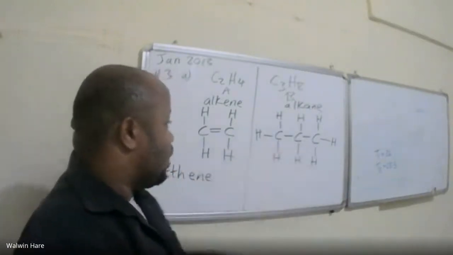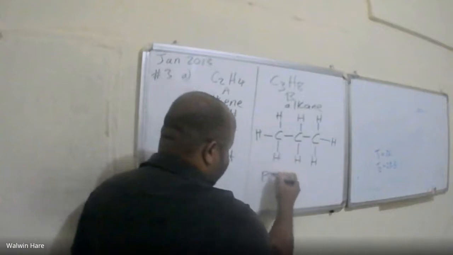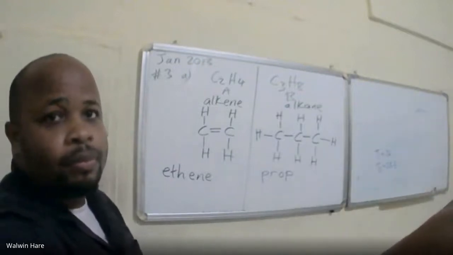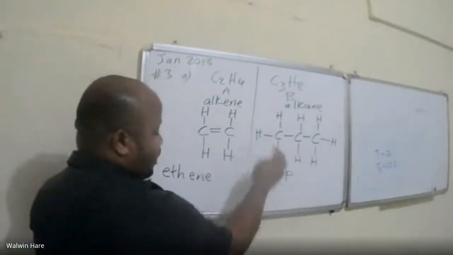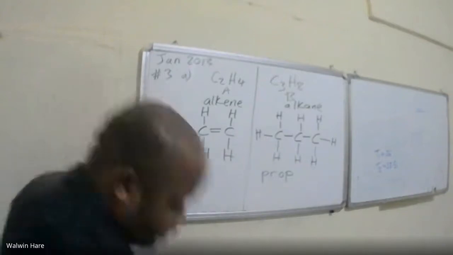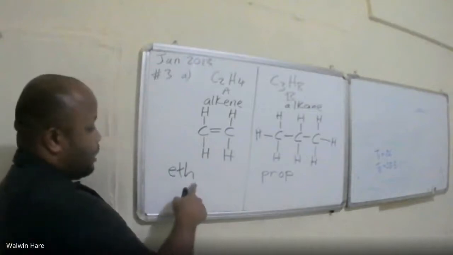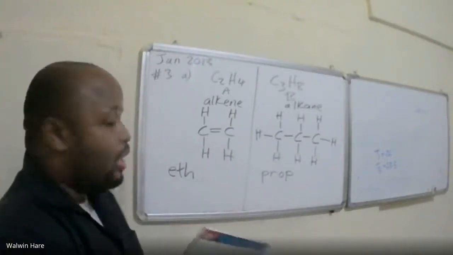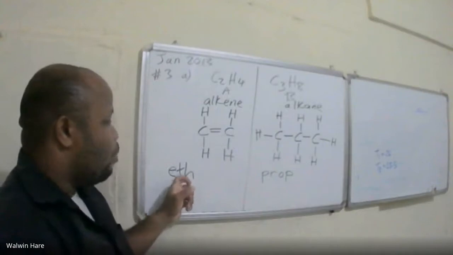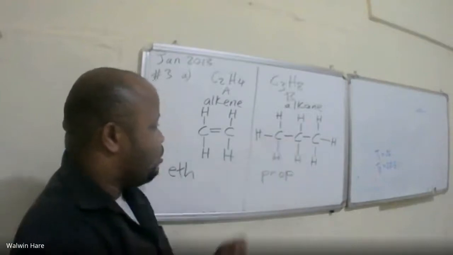So 3 carbons, it doesn't matter if it's alkane, alkene or alcohol, the name of it will start with pro. So once it's 3 carbons, the name will start with pro. Once it's 2 carbons, the name will start with eth. It doesn't matter if it's alkane, alkene, alcohol, carboxylic acid. The number of carbon atoms present lets you know how you should start out the name. So the first part of the name is based on the amount of carbon atoms present.